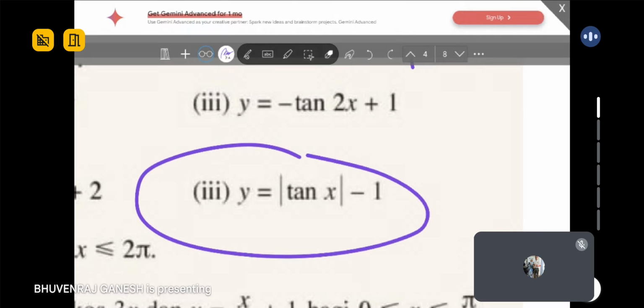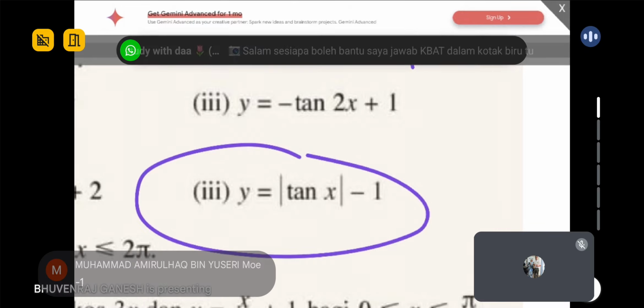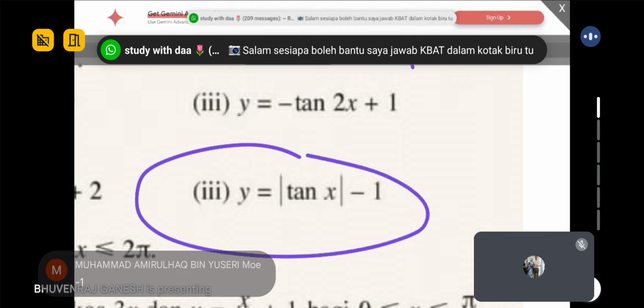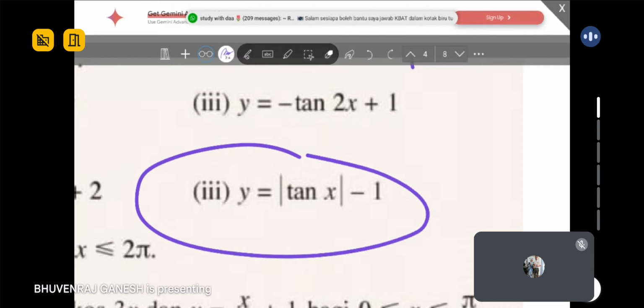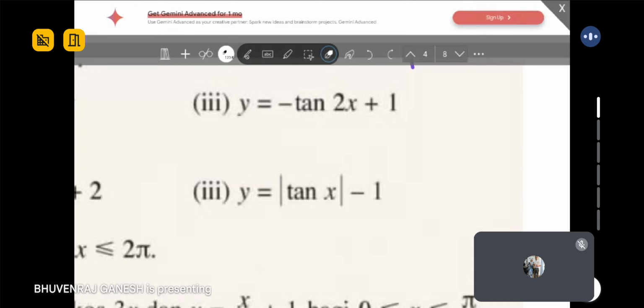Okay, some more people. Lagi orang. Ada nilai negatif tak dalam graf ni bila kita plot untuk nilai Y? Will we have a negative answer? Yes. Okay, actually there is negative value. Ada nilai negatif. Okay, why?